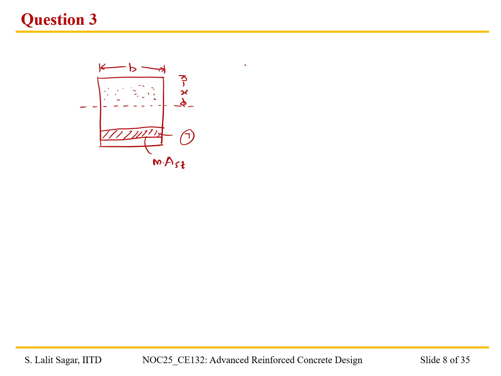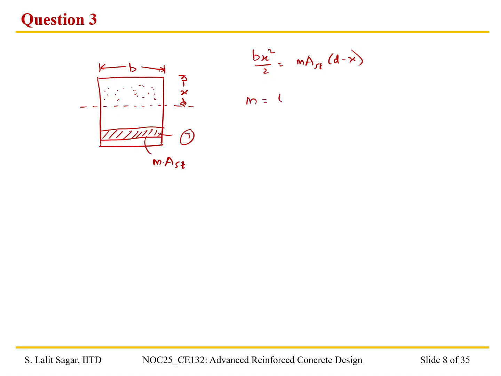So first, what is the equation in order to locate the neutral axis? We have bx square by 2 is equal to m into AST into d minus x. First let us find out the values that we need to determine in order to solve this problem. We need to find out the modular ratio.